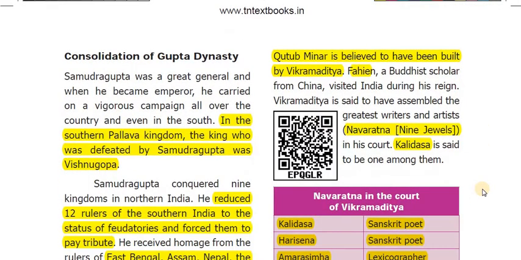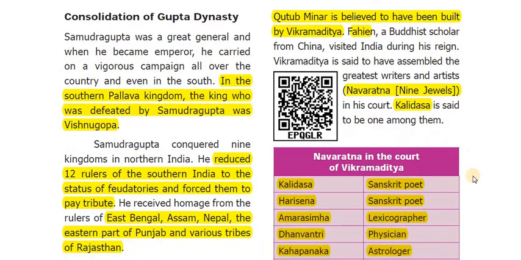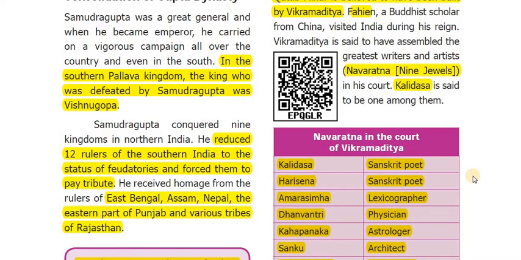Consolidation of Gupta dynasty. Samudragupta was a great general, and when he became emperor, he carried on a vigorous campaign all over the country and even in the south. In the southern Pallava kingdom, the king defeated by Samudragupta was Vishnugopa. Samudragupta conquered 9 kingdoms in North India. He reduced 12 rulers of southern India to the status of feudatories and forced them to pay tribute. He received homage from the rulers of East Bengal, Assam, Nepal, the eastern part of Punjab, and the various tribes of Rajasthan.